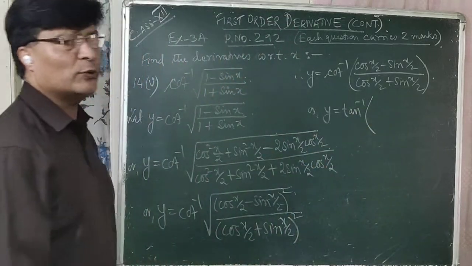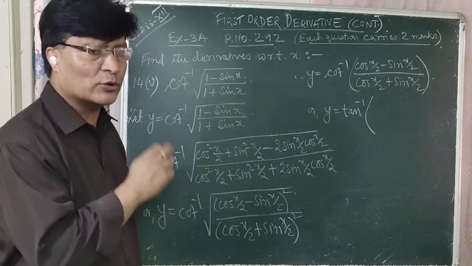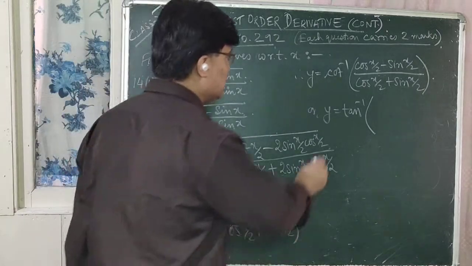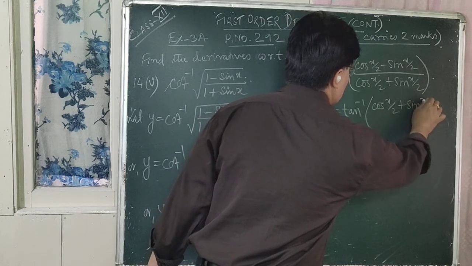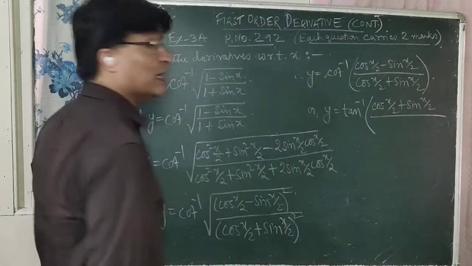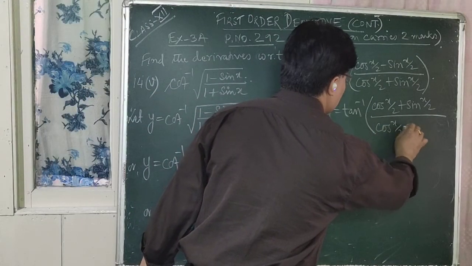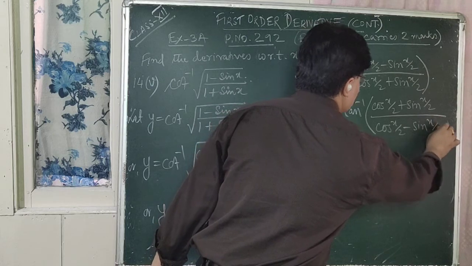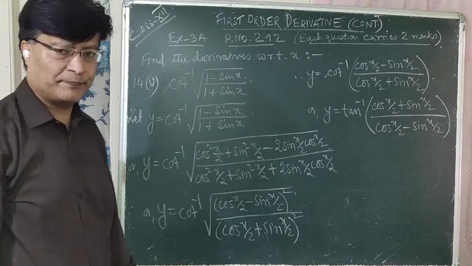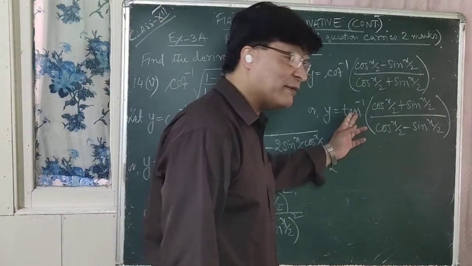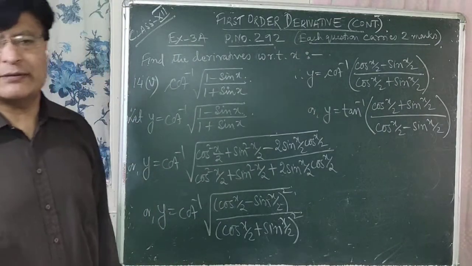So within the bracket what do we get? Numerator goes to the denominator and denominator goes up in the numerator. So it becomes upside down, cos x by 2 plus sin x by 2 divided by, now in the denominator what do we write? It is cos x by 2 minus sin x by 2. So this is the simplified expression. Now you should have the form tan inverse tan theta. If you have tan inverse tan theta, then you can write theta only.